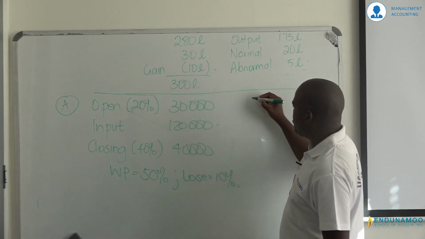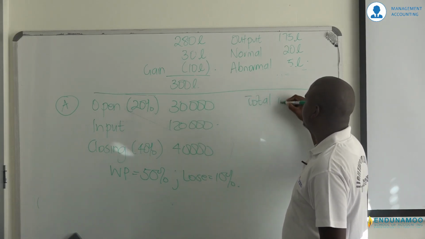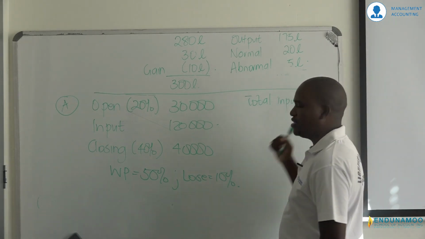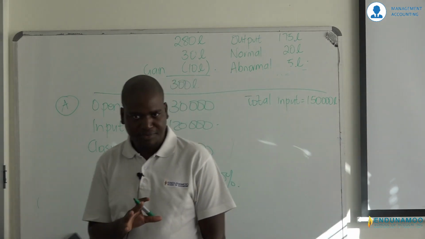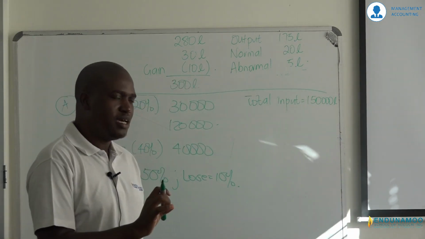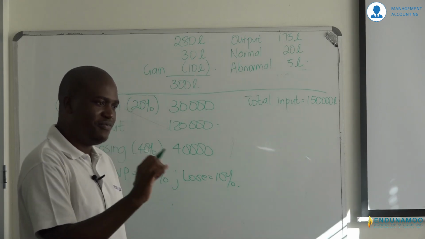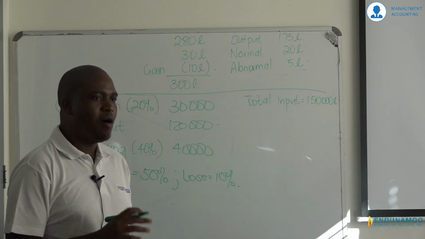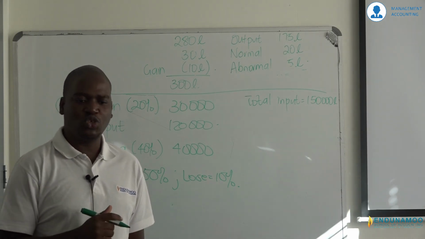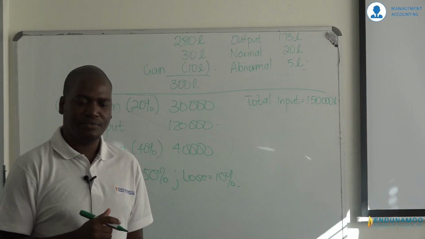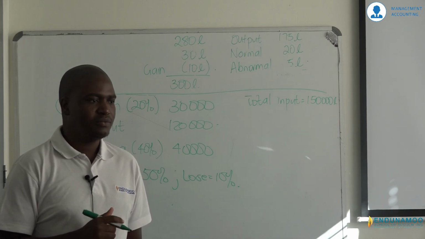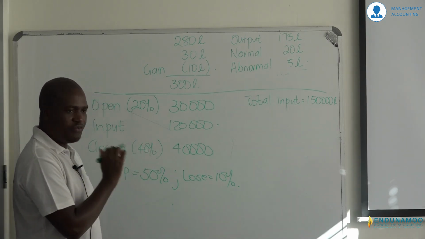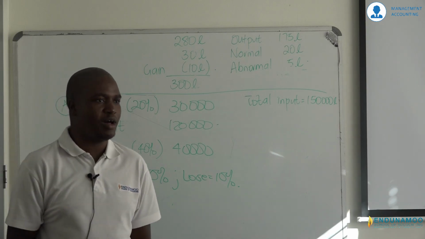So how much is your input? What is your total input? Do you agree that it's 150? Right? Now tell me, how much of that 150 will be subject to normal losses? Based on this information right here, how much of the 150 will be subject to normal losses?